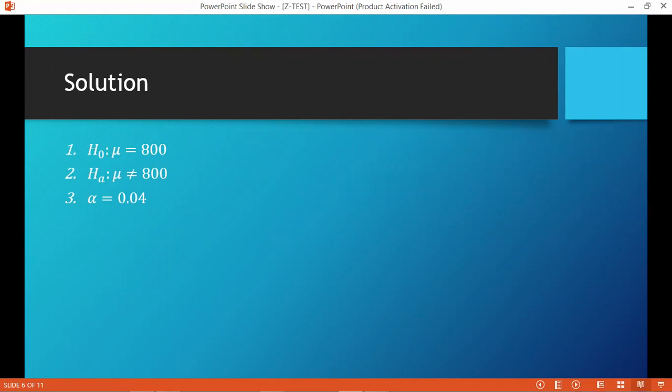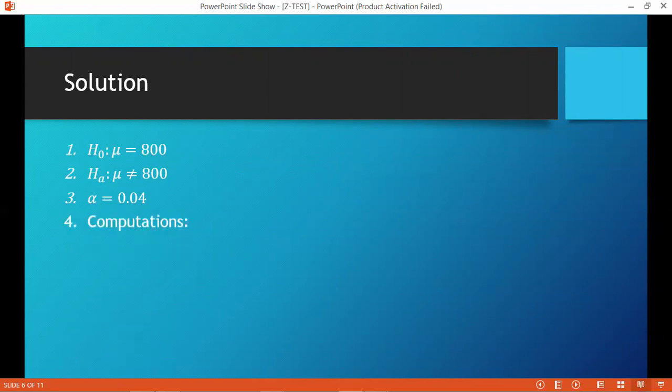Now, in case the problem does not mention alpha, then you are to use 0.05, because that is the most commonly used, but it may vary since some want to use 0.01, not 0.05. But for my class, I always remind them that if it is not indicated, just use 0.05.